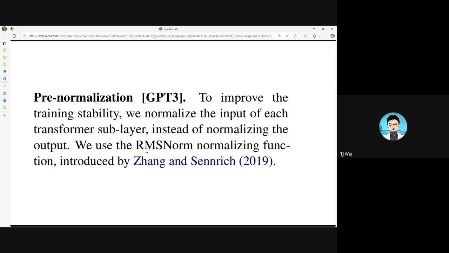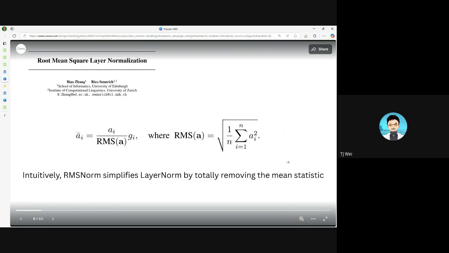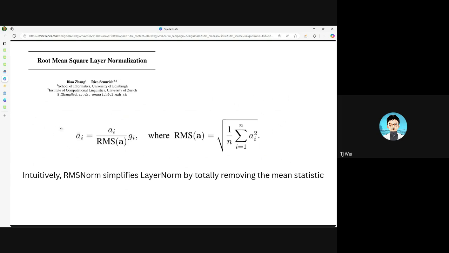And also, they are using RMS norm, the root mean square normalization, introduced in this paper. So what is the RMS norm? Basically, it is kind of like a layer norm, only that it totally removes the mean statistic. You can see that it's still like the square root, like a standard deviation, but it is not exactly the standard deviation. It is more like a square root of these things. The difference is that it assumes the mean is 0.